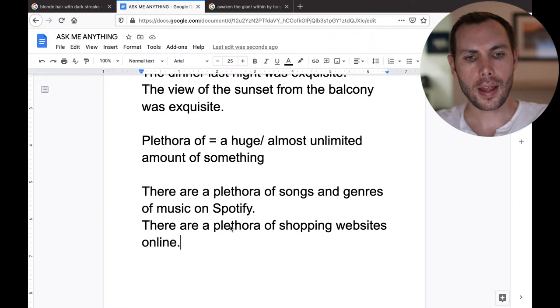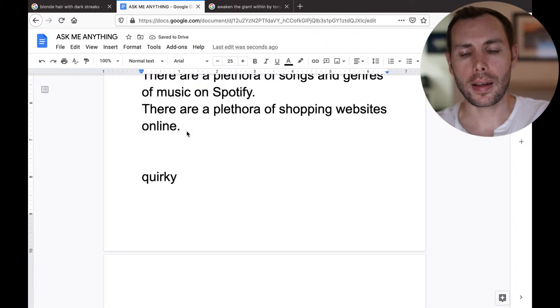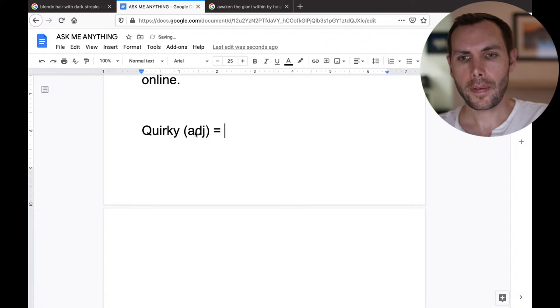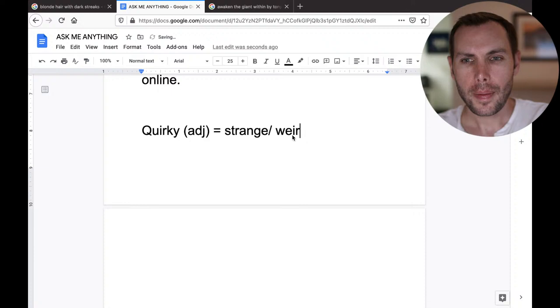Another word that I like, it's kind of nice, is quirky. Just be careful with the pronunciation here. Quirky. Now, how do I explain this one? So quirky, this is an adjective. And this means kind of strange or weird.